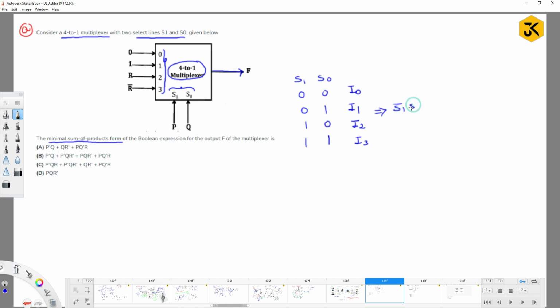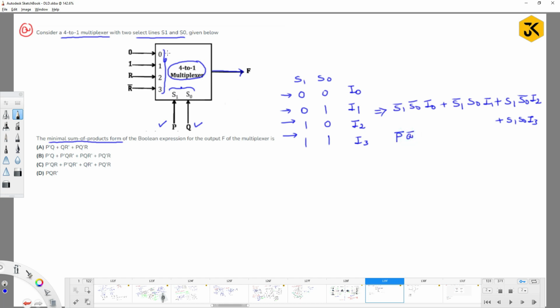Basically, S1 bar S0 bar I0 plus S1 bar S0 I1 plus S1 S0 bar I2 plus S1 S0 I3, right? How have I written it? I have taken each and every term. Now try to substitute the values in place of S1 and S0. S1 is P and S0 is Q, right? So in place of S1, substitute those values. S1 is P, P bar, Q bar.